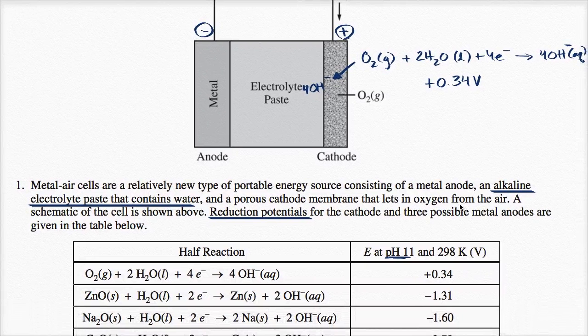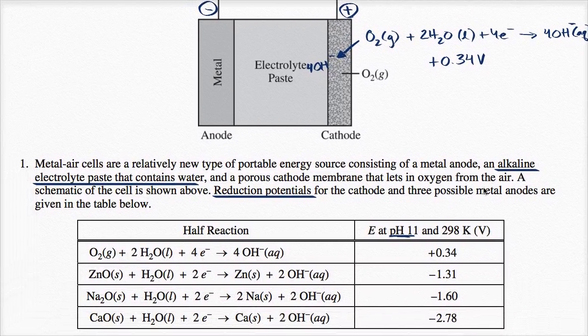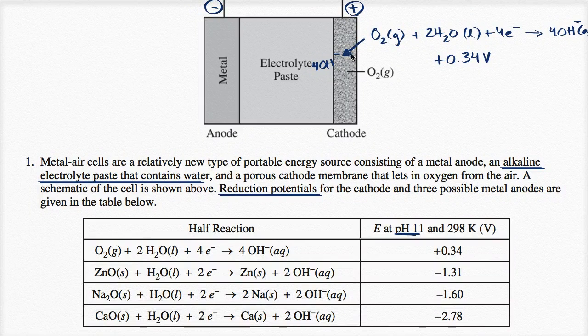Now, they also gave us the reduction potentials for the cathode, which we just talked about. This is the reduction potential for the cathode. And 3 possible metal anodes are given in the table below. So here are our 3 possible metal anodes. So we could have zinc, we could have sodium, we could have calcium. And so let's just go with zinc since it's the first one listed here. So if we assumed that the metal here was zinc, what's going to be going on? Well, you're going to have the zinc reacting with these hydroxides that are being produced over in the cathode, and then you're going to use that to produce zinc oxide, water, and electrons.